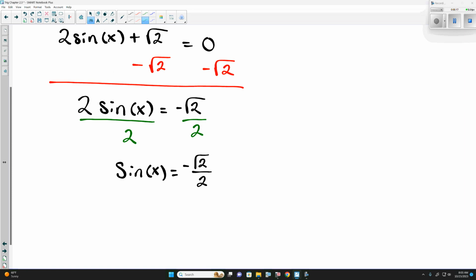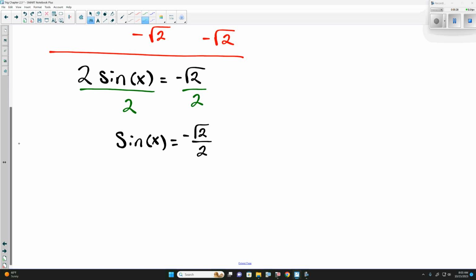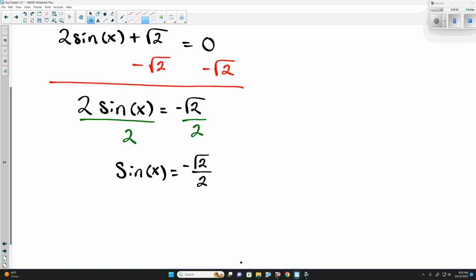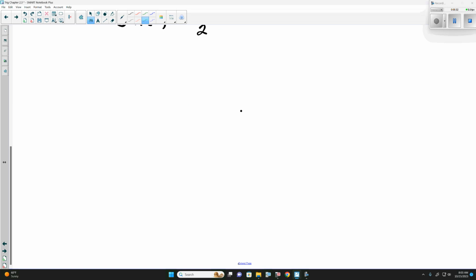So we get to this point here. Now there are different ways we can go about solving this. In the straight solving method, if we continued on, we need to get x by itself. So we could use inverse because we're solving for x. We're solving for the angle. So we could use arc sine on both sides and go about it that way.